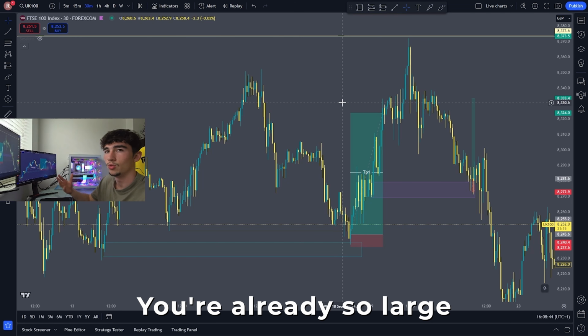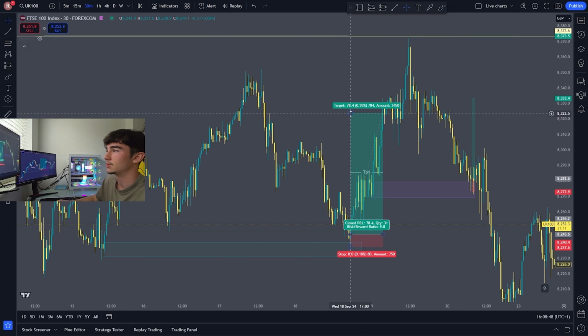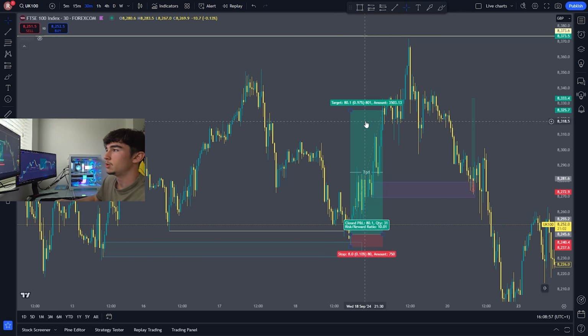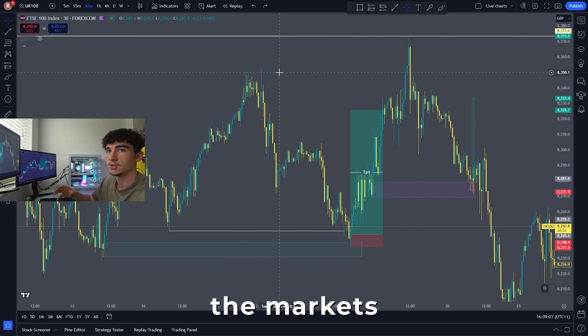At that point, you're already so large, it doesn't really matter, and you don't want to have the potential of being, let's say, up 10% and then the trade just reversing. That's obviously not a sustainable strategy. So that's why we limit at our 1 to 10, and our TP1 is, in most cases, apart from rare ones like this, always at the first high. We're going based off what the markets are giving us.